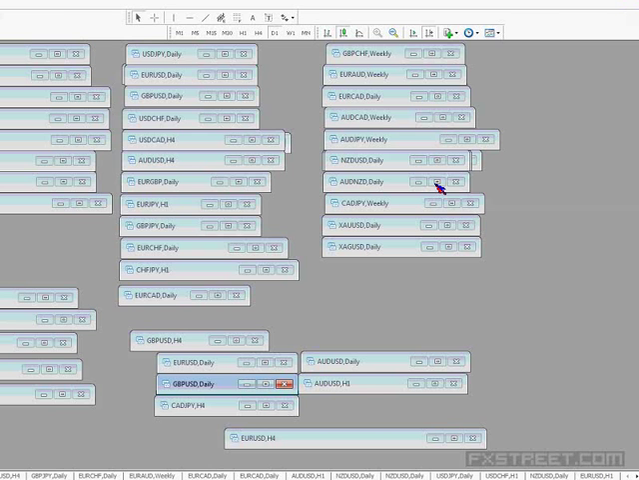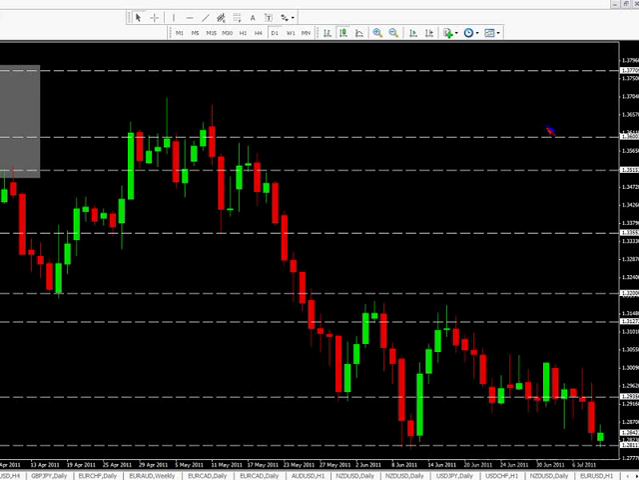Let's look at the Aussie Kiwi. Hala wants to look at it again. Let's take a look at what we have here. Nothing, really.